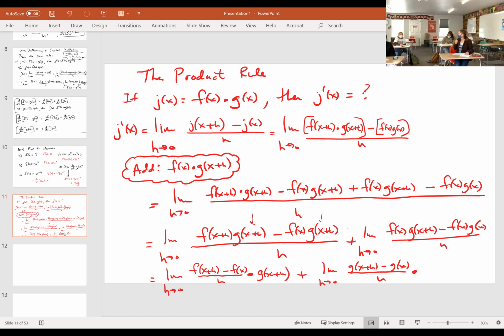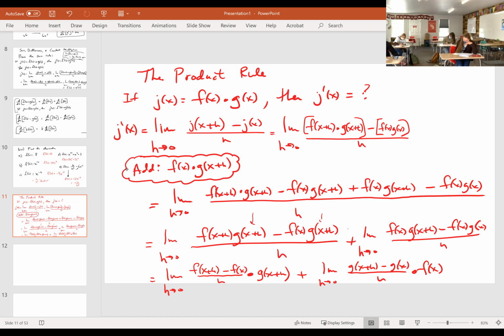Okay, I think we're good. Now we're back to this. It'll be the f of x plus h minus f of x, but then we have those times g of x. Notice with the first limit, we only had one h denominator, right?